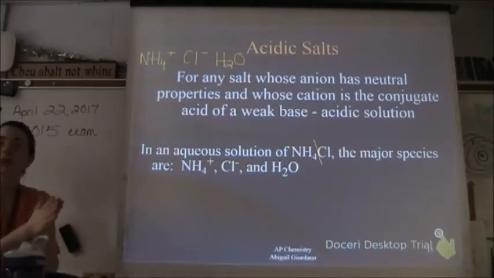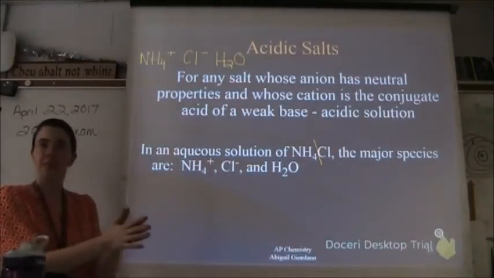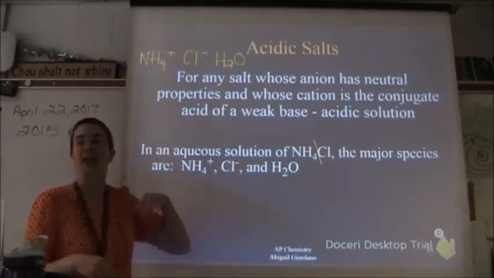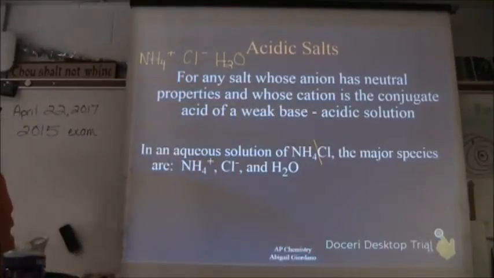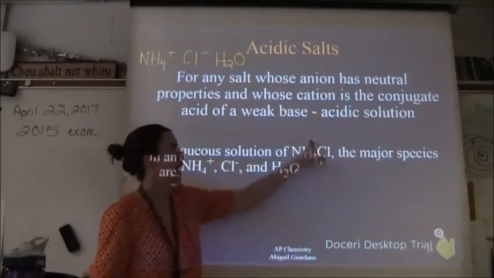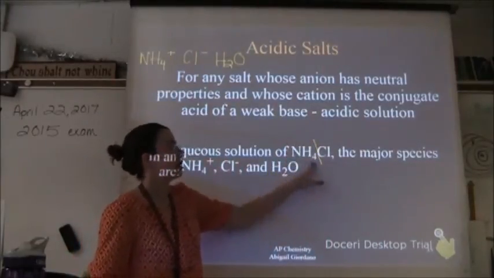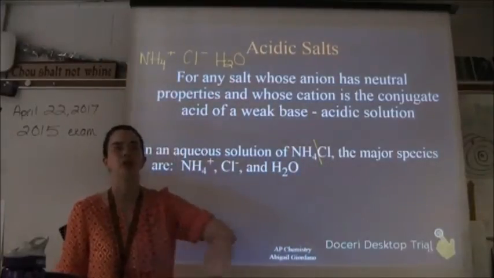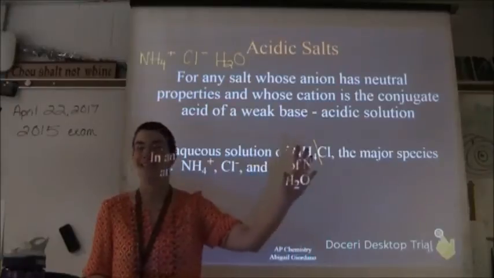And the thought process with salts is you look at each ion individually and you try to decide, will that ion react with water, yes or no? Okay? So let's go through the thought process. The cation of your salt, cations form possible bases.